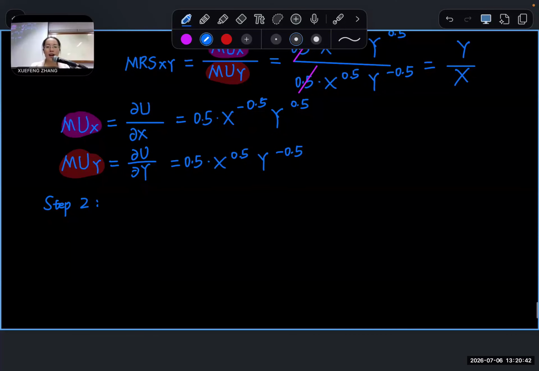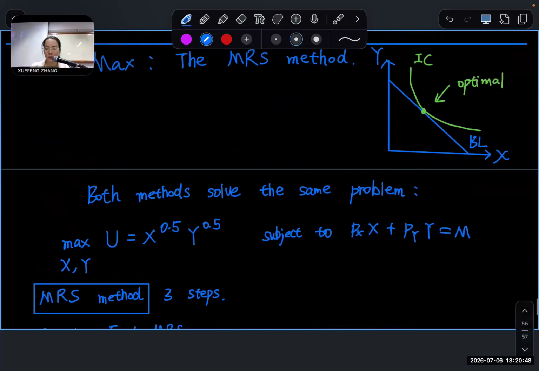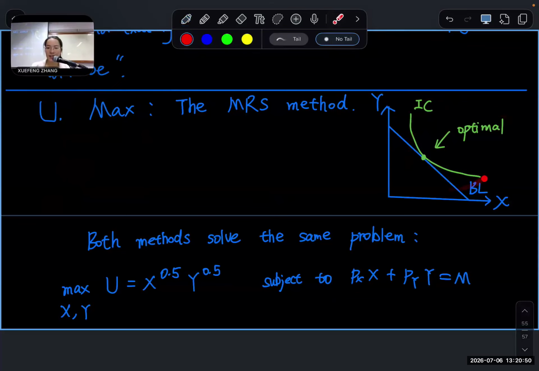Next step, we're going to set the MRS equal to the price ratio. Remember the price ratio, which is the tangency condition here. Because MRS is the slope of the IC curve, but the price ratio is the slope of the budget line. And then we set them equal. So here is the tangency point.